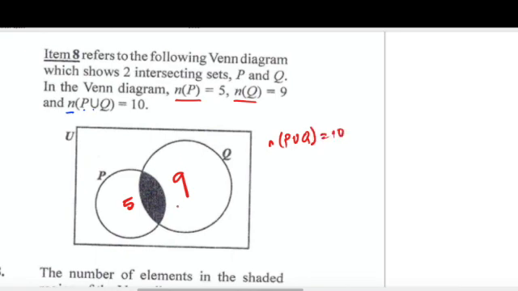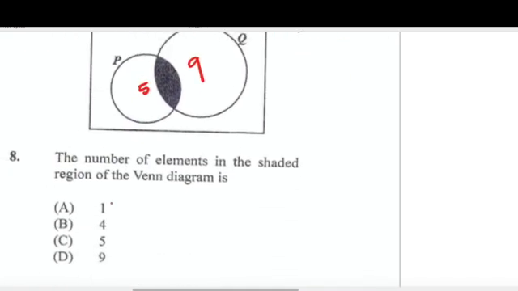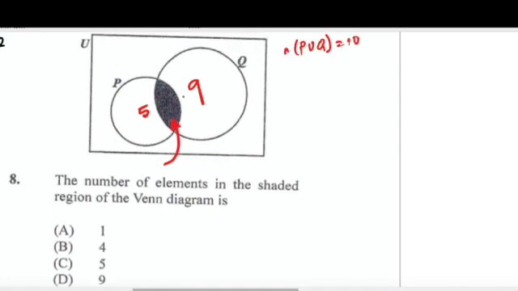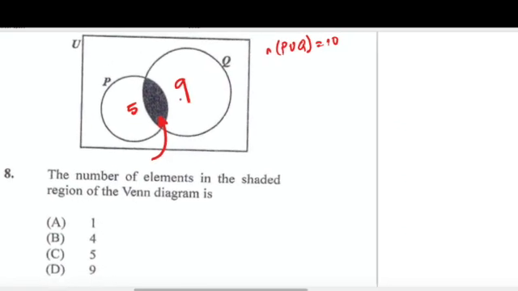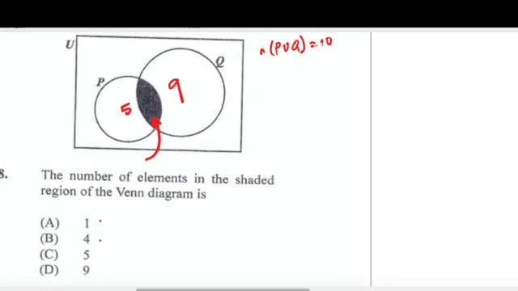But we see here that 5 and 9 is definitely more than 10. So what's going on there? Well, let me see what the question is asking us for. The number of elements in the shaded region of the Venn diagram. This will help us out a little bit, because we could actually use these, but essentially, how could 5 and 9 give us 10? Well, remember, this 9 includes some elements from here. And this 5 includes some elements from here. So how many elements are there in that little section?